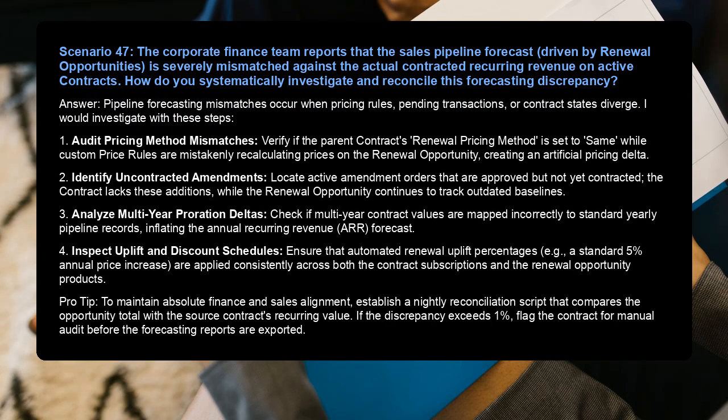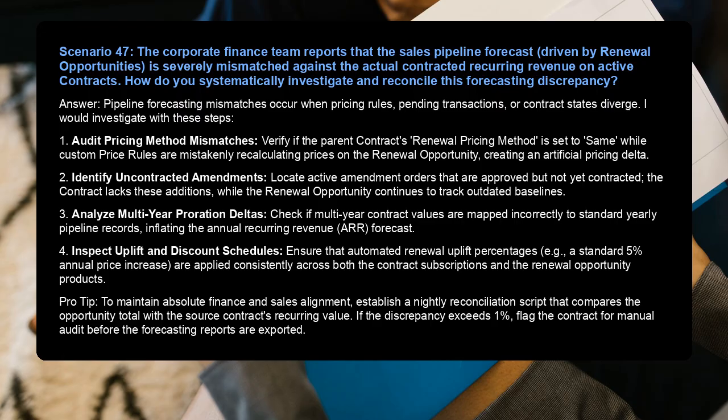Scenario 47. The corporate finance team reports that the sales pipeline forecast, driven by renewal opportunities, is severely mismatched against the actual contracted recurring revenue on active contracts. How do you systematically investigate and reconcile this forecasting discrepancy? Answer: pipeline forecasting mismatches occur when pricing rules, pending transactions, or contract states diverge. I would investigate with these steps.